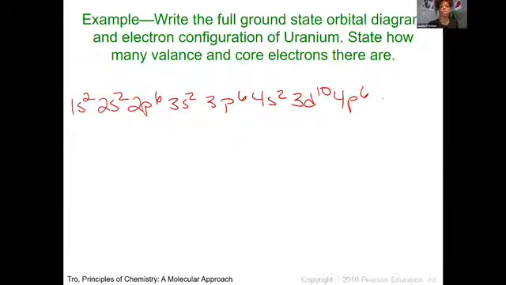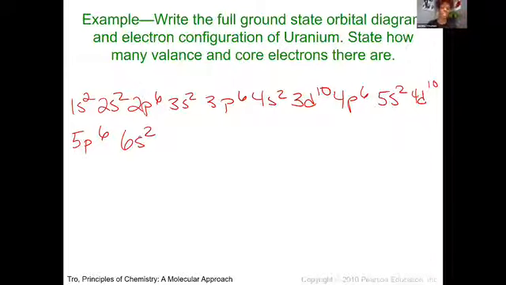Then we wrap around. So now we're at 5s2, 4d10. We're now at silver. Go into the P's, we would be 5p6, wrap around, and now we're at 6s2.